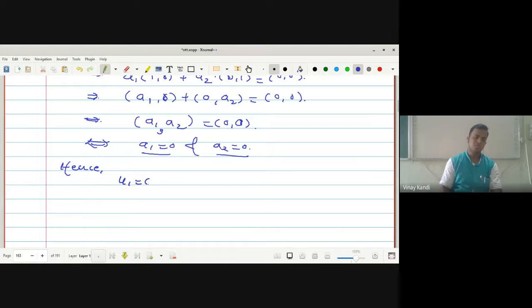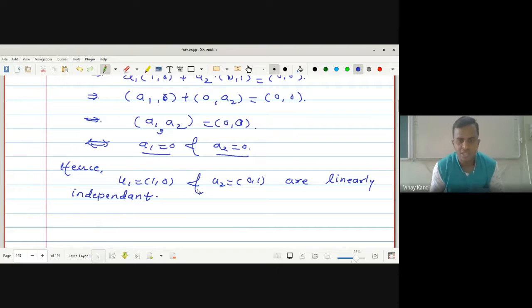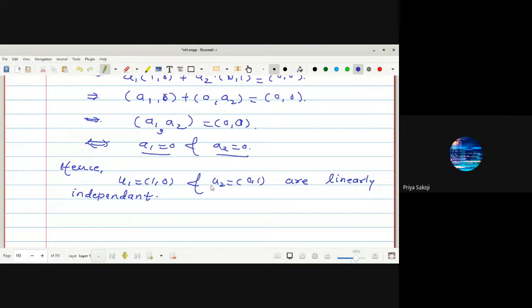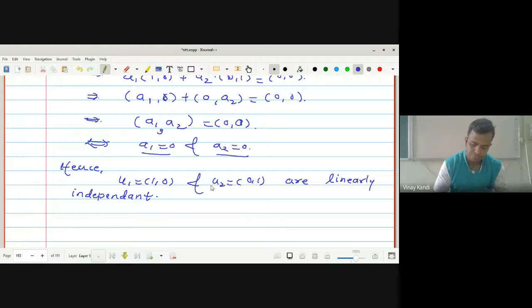u1 = (1, 0) and u2 = (0, 1) are linearly independent. Okay, these two vectors are linearly independent. Any doubt up to here? No, sir. Okay.